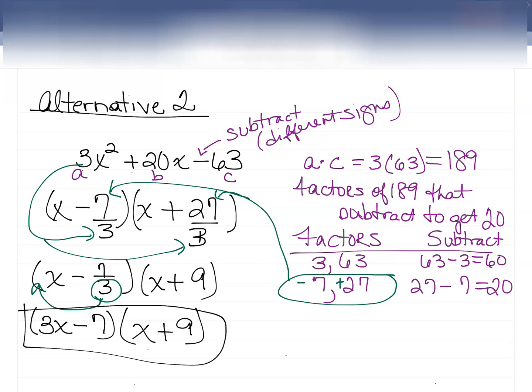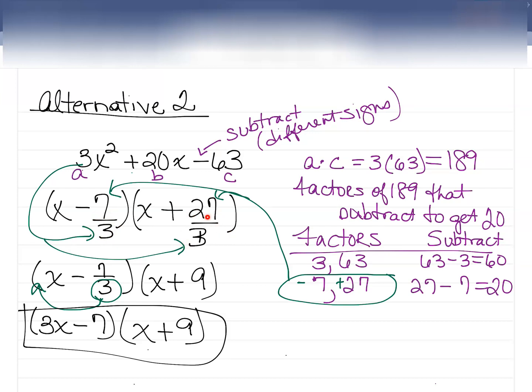Then I come to my parentheses. I ignore the 3 that's from the original problem in front of my x squared. I go to the x squared and just write an x and an x. I take the minus 7 from one of the factors that I found, write it in the back of the front one. I take the plus 27, which is the other factor we found, and write it in the back of the second parentheses. The 3 that we ignored, we then copy underneath the minus 7 and the plus 27.